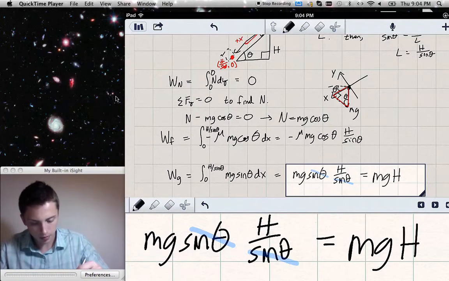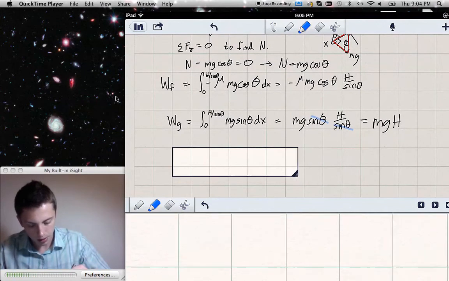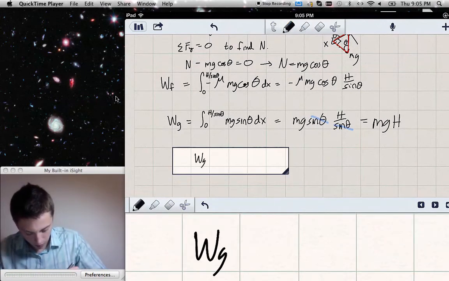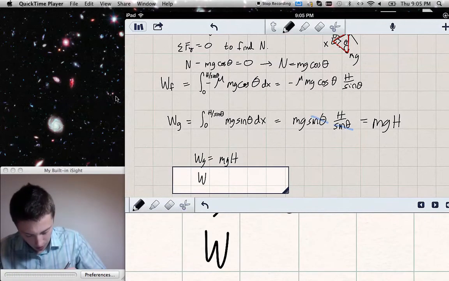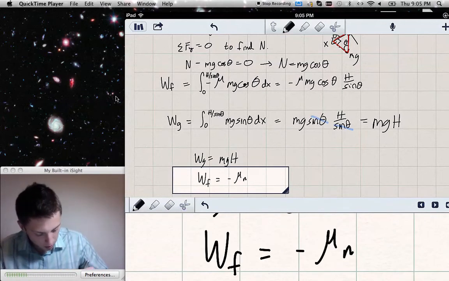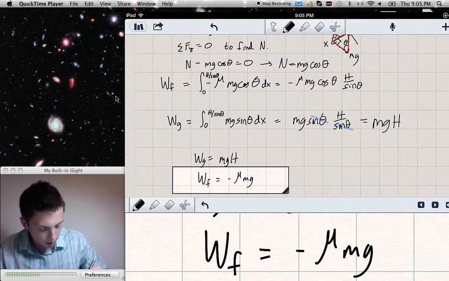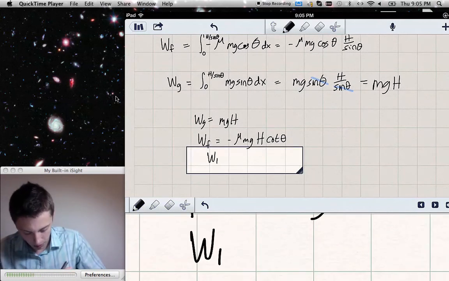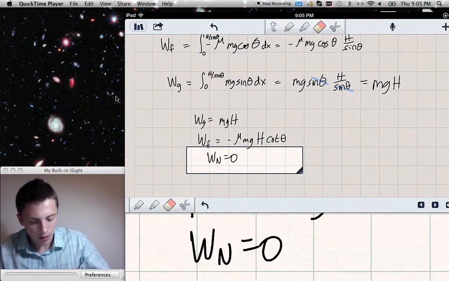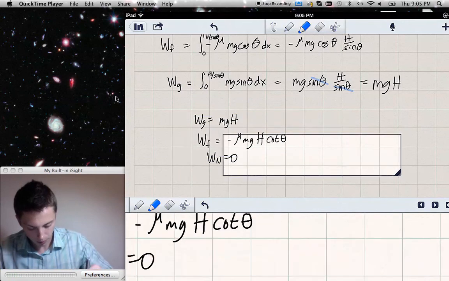Okay, so we have our three answers. The work done by gravity is mgh. The work done by friction is equal to negative mu mg. Cosine over sine is cotangent, so I can write h cotangent theta. And the work done by normal force is 0. Alright, so I hope this was helpful. There's our answers.